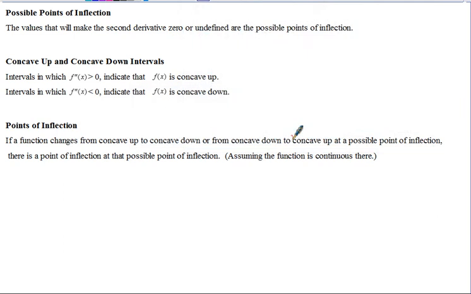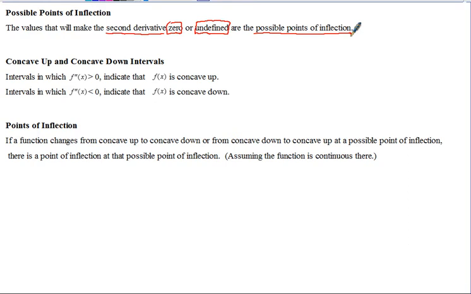These are the notes for AP Calculus on the topic of points of inflection and concavity. Similar to the first derivative, when the second derivative is 0 or undefined, these are significant points called the possible points of inflection. They don't have a cool name like critical points or critical numbers like the first derivative does, but that's what they really are. They're places where you could have points of inflection.